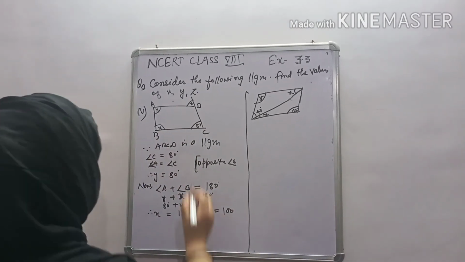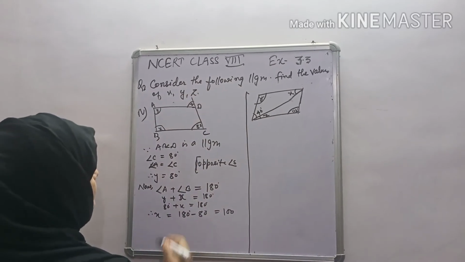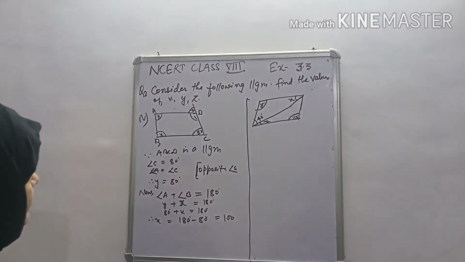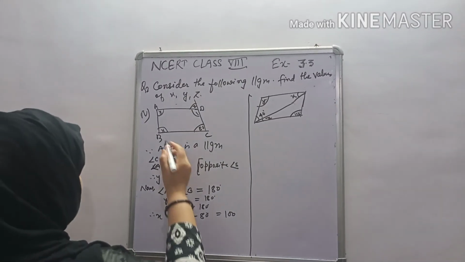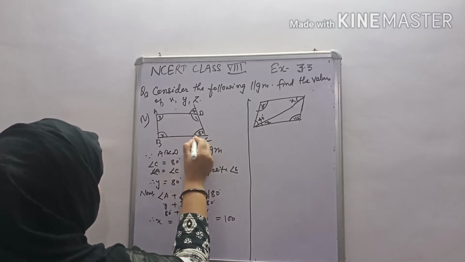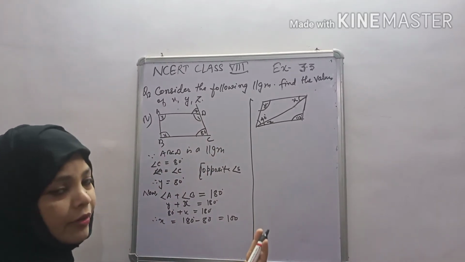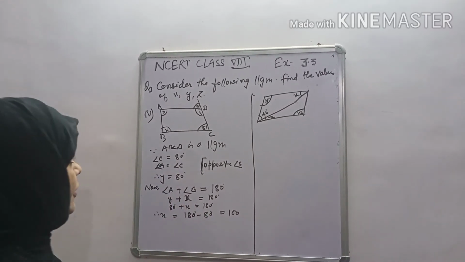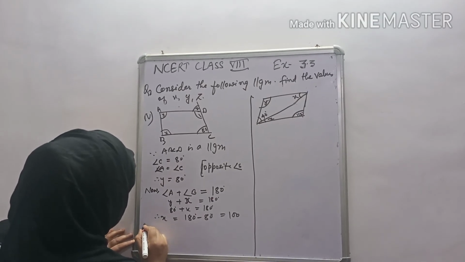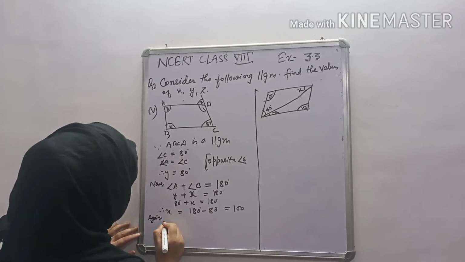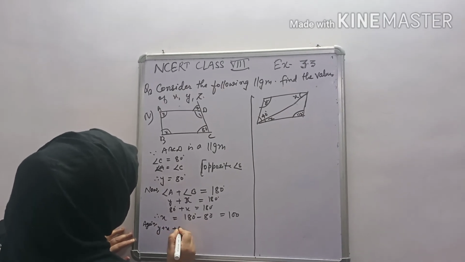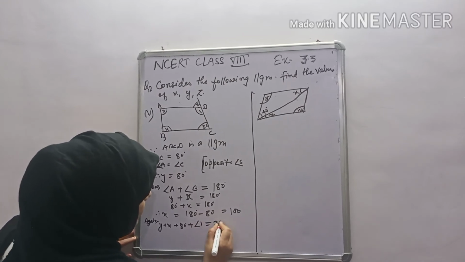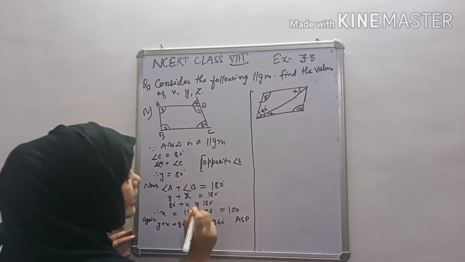Now we have to find the value of Z. Suppose it to be angle 1. Now look here: y plus x plus 80 degree plus angle 1 is equal to 360 degree, because the sum of all the angles of a quadrilateral is 360 degree. This is angle 1 we have taken here. Angle sum property of quadrilateral.